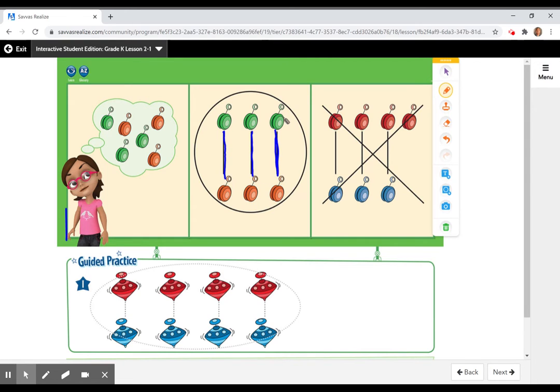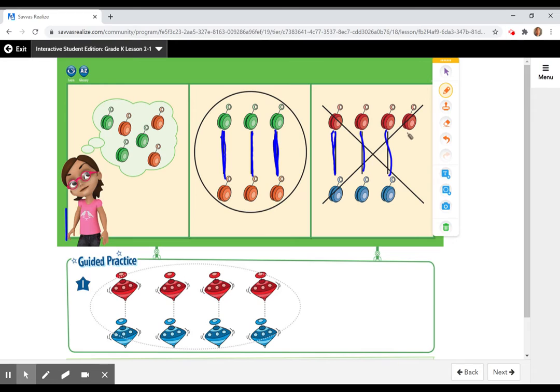So is there the same amount of green yo-yos as there is of orange? There is, because look, we drew a line and each one has a partner, a pair, right? Now let's look over at our red and blue yo-yos. So we lined them up and we're going to match them, a red to a blue.